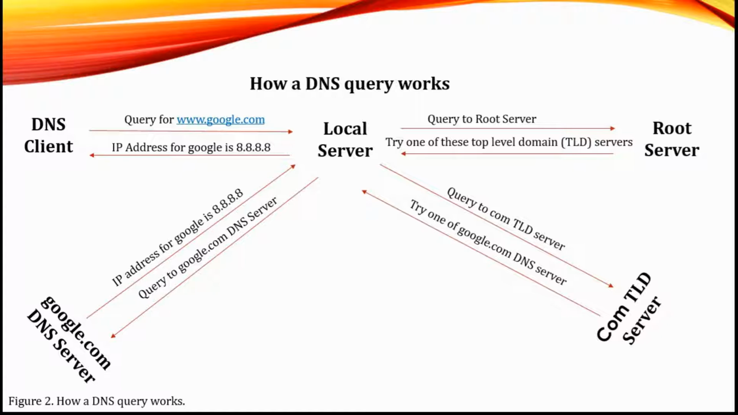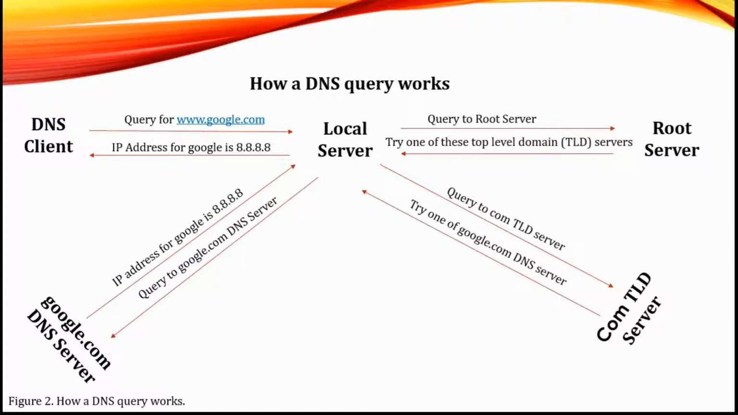The web browser, if the DNS client doesn't have the response, it will query the local server. And if the local server doesn't have the response in its cache, it will query the root server. And the root server will respond by telling the local server to check a certain top level domain server, and it will query the .com TLD server, as Google is a commercial company.